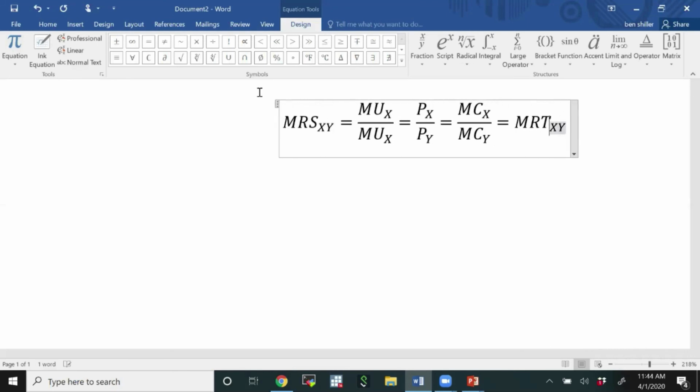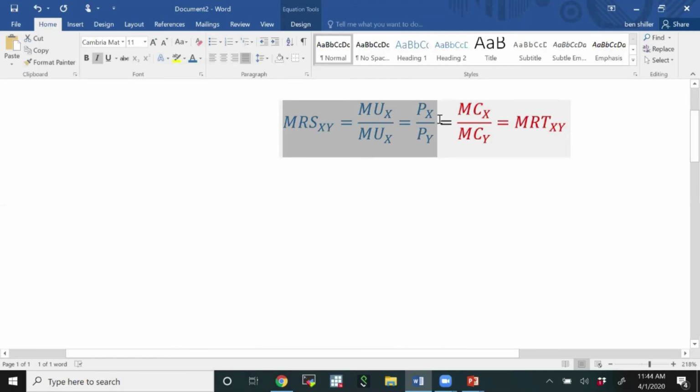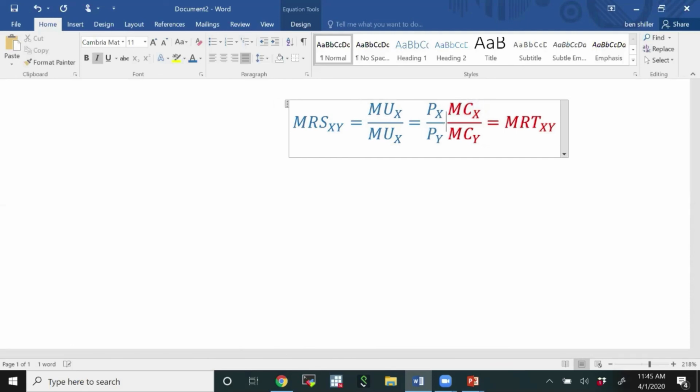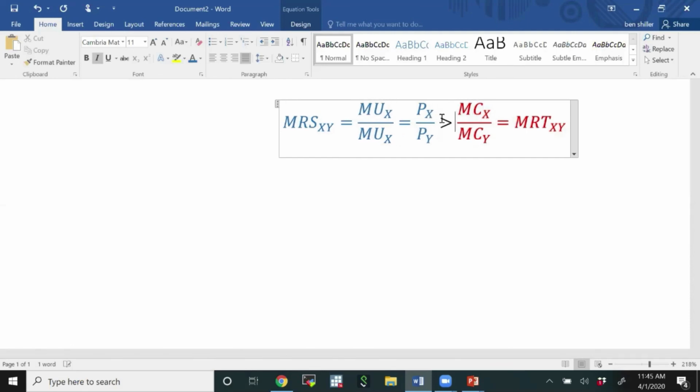When you have a perfectly competitive market where price is equal to marginal cost, hence P of X is equal to the marginal cost of X and P of Y is equal to the marginal cost of Y, it will hold that the marginal rate of substitution is equal to the marginal rate of transformation. Hence, output efficiency will hold. Okay? For it not to hold, you would need the ratio of prices to, let's say, be greater than the ratio of marginal costs. Well, when will that occur?